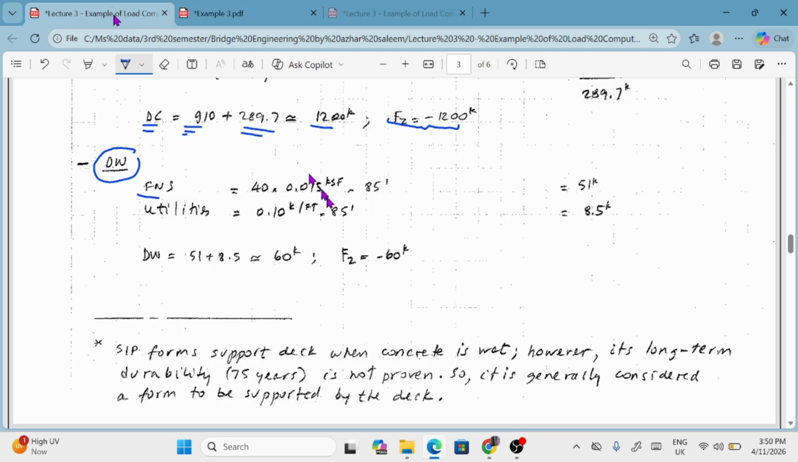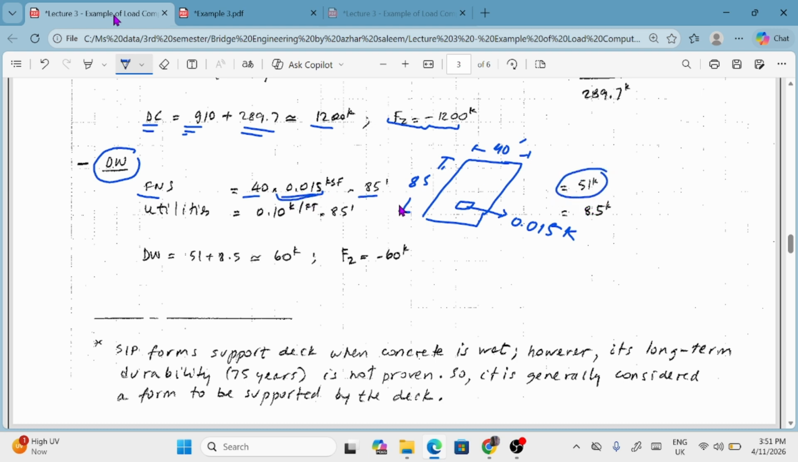The weight of the future wearing surface is 0.015 kip per square foot. For example, this is my bridge deck, and a single square foot carries 0.015 kip. The total width of the deck is 40 feet and the tributary length is 85 feet. So the future wearing surface weight is 85 multiplied by 12 multiplied by this weight, which is 51. So 51 is the future wearing surface load on the base of the pile.